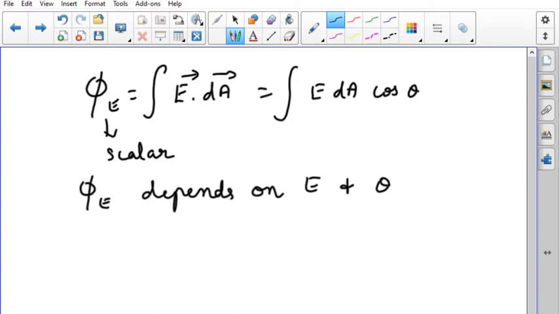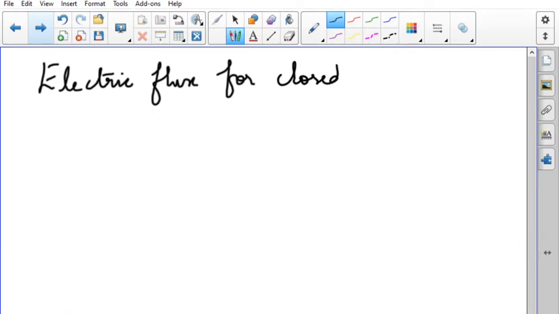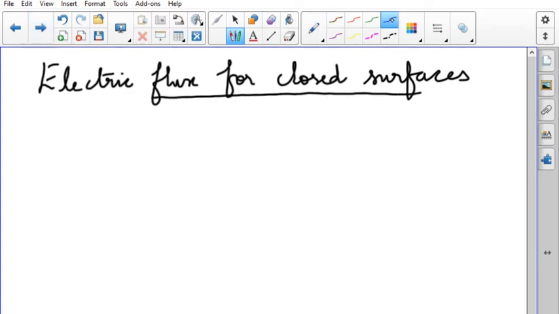The next one is, what is the electric flux for closed surfaces? Electric flux for closed surfaces. So previously we have studied how to calculate the electric flux for a curved surface. Now let us take a closed surface, and it is like this.